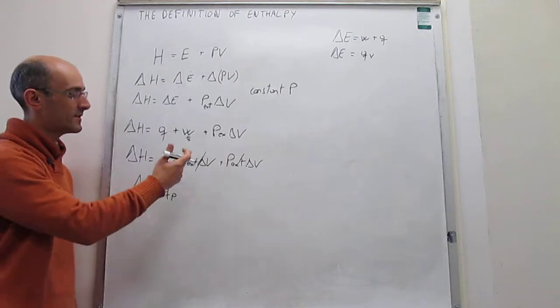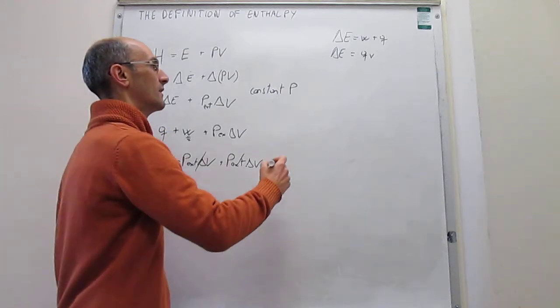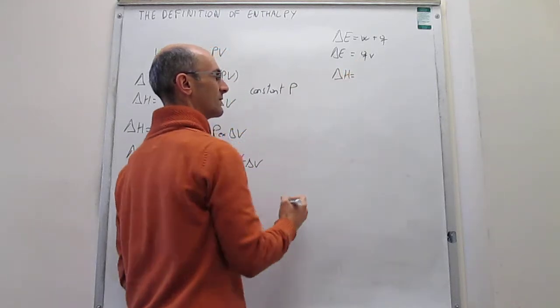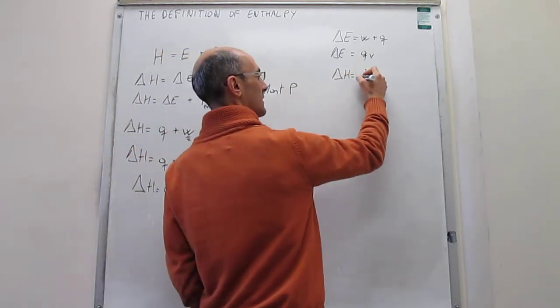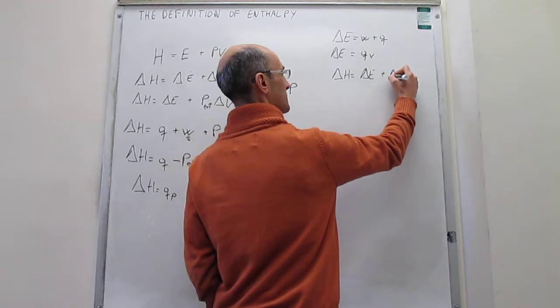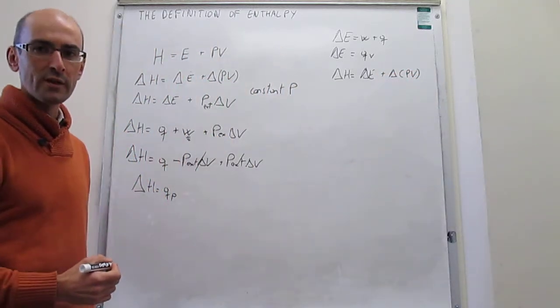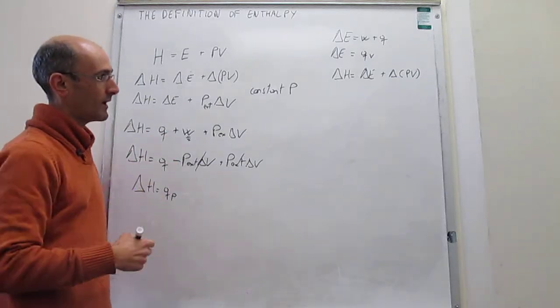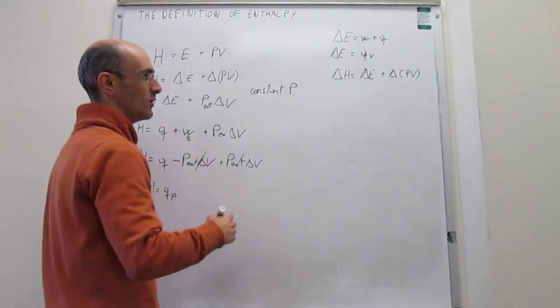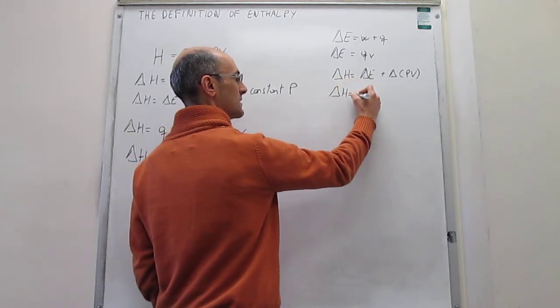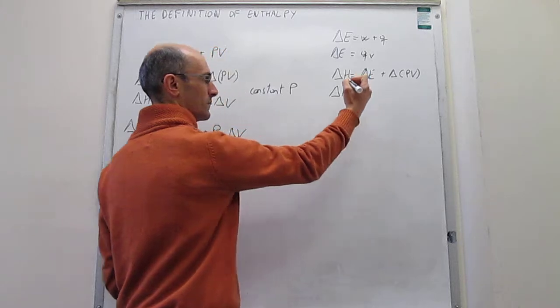Okay, so let's summarize here what we've done in this video. Delta H is a variable that we have defined as delta E plus delta PV. At first, it was not very obvious why we wanted to do this, but at the end, by application of the first law of thermodynamics, we've seen that if you're working at constant pressure, then delta H is equal to Q sub P.